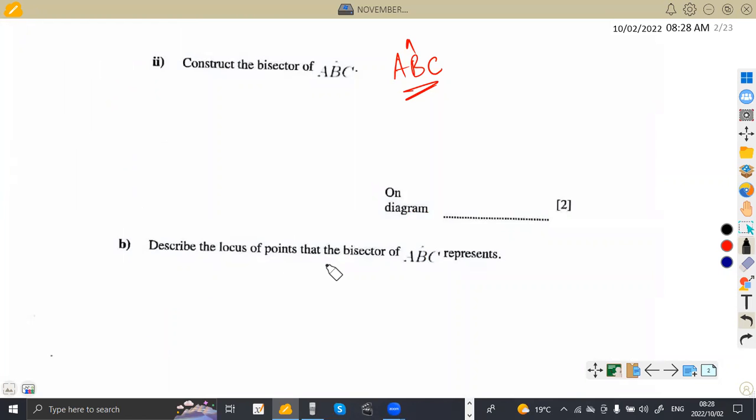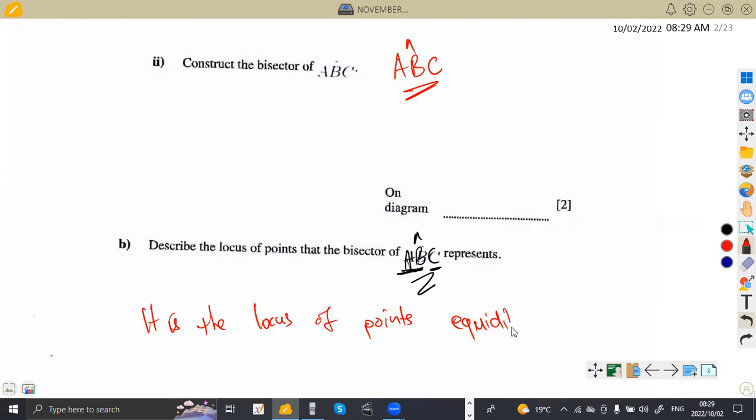Describe the locus of points that the bisector of ABC represents, guys. I talked about the locus, which talks about bisecting an angle. Even without looking at the diagram, we can describe from this that we are bisecting an angle. So it is the locus of points equidistant from the given lines.